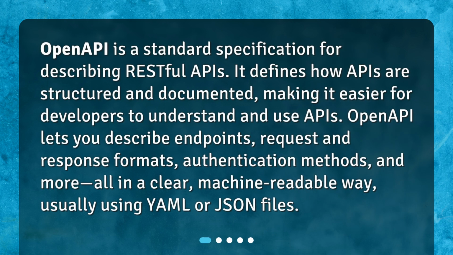What is OpenAPI? OpenAPI is a standard specification for describing RESTful APIs. It defines how APIs are structured and documented, making it easier for developers to understand and use APIs. OpenAPI lets you describe endpoints, request and response formats, authentication methods, and more, all in a clear, machine-readable way, usually using YAML or JSON files.